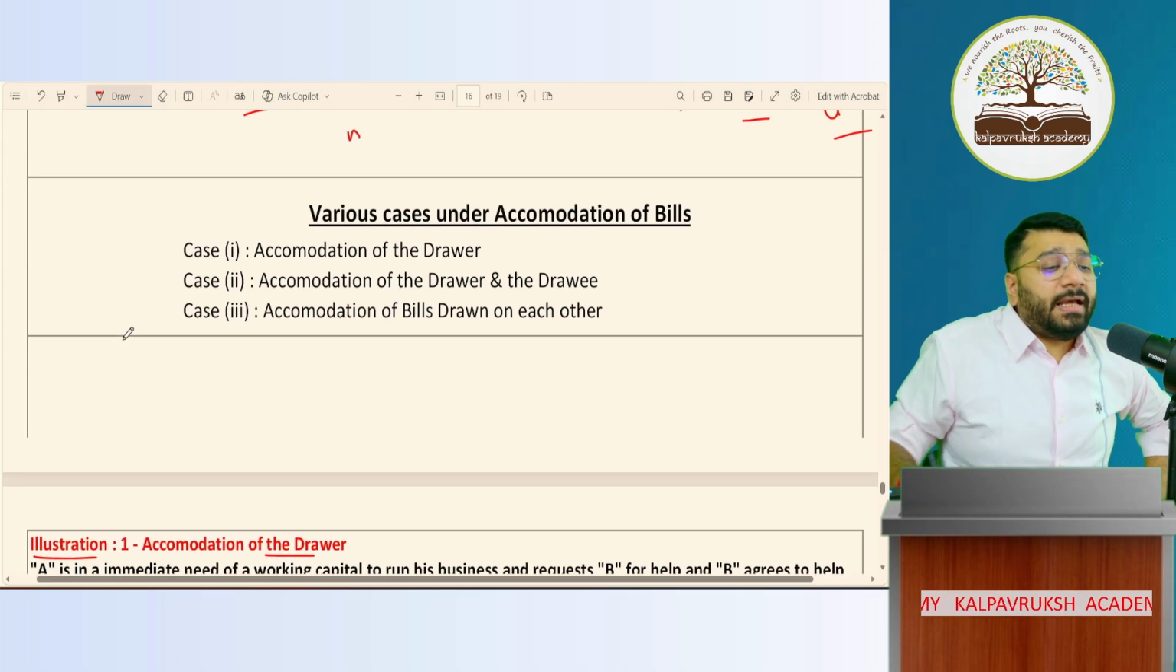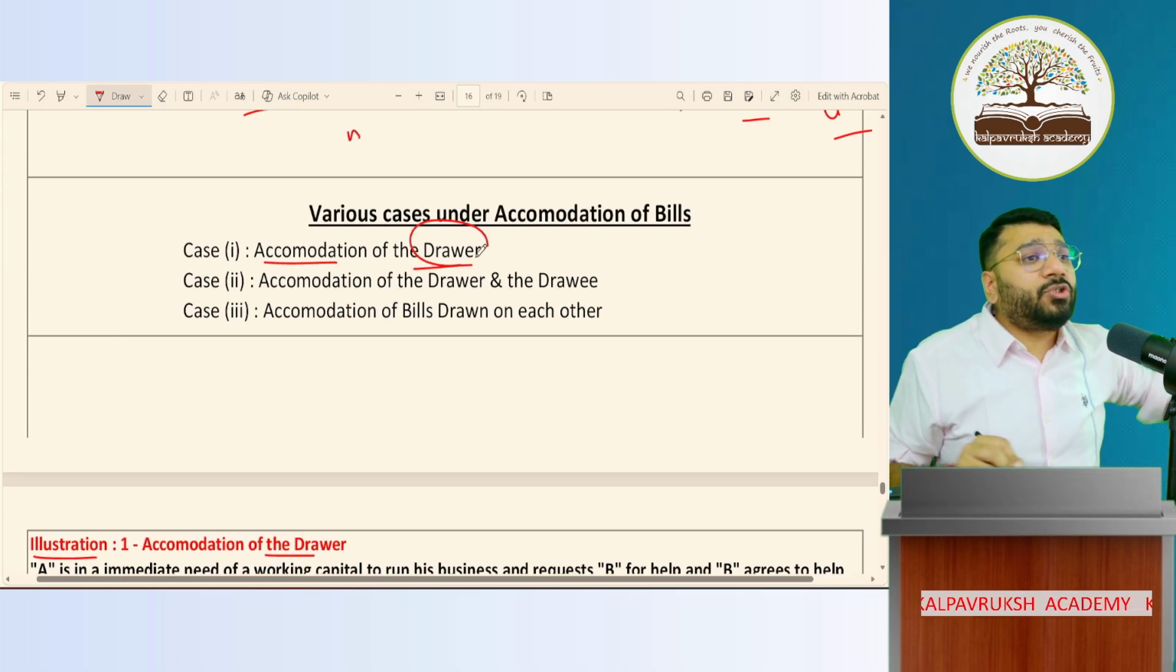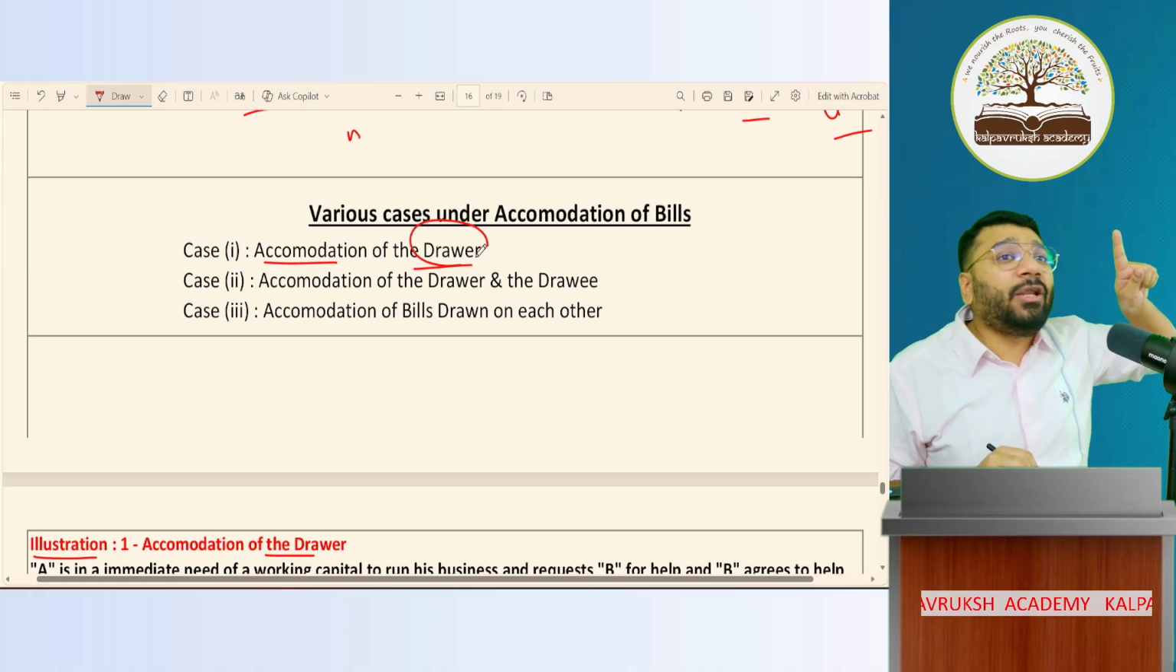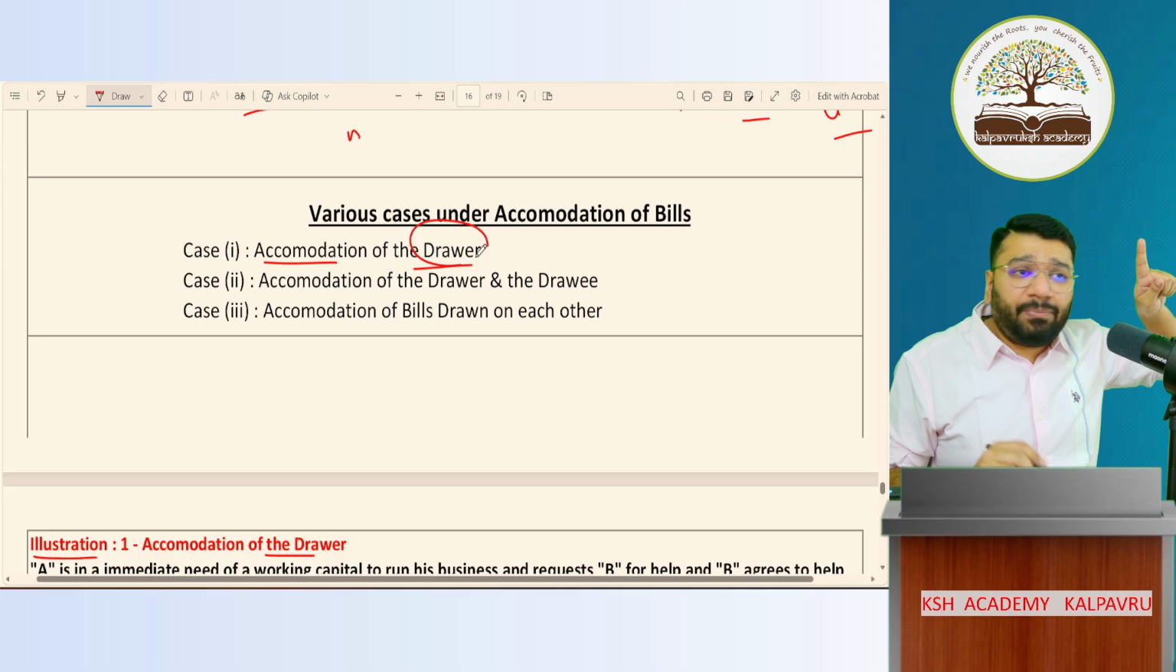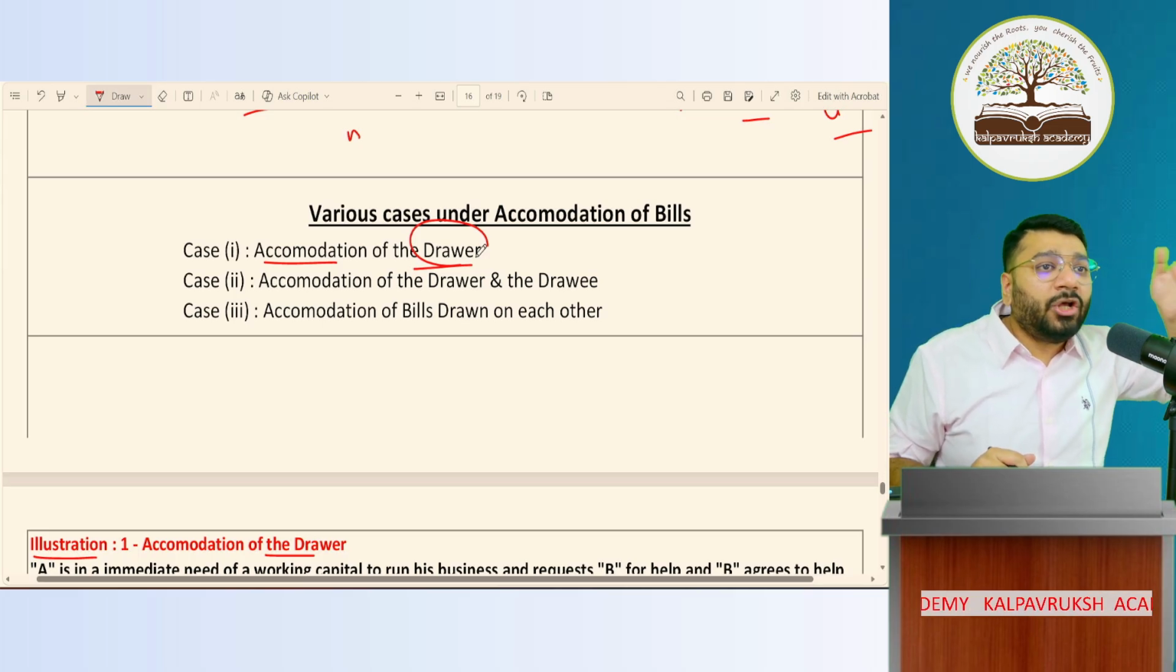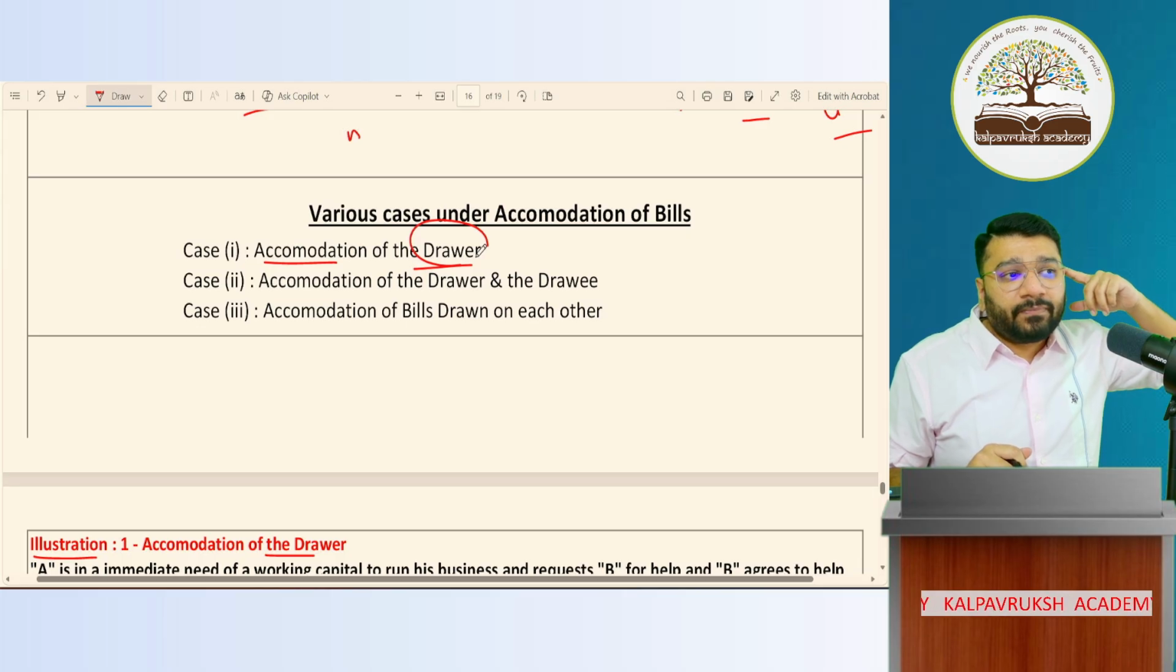This concept is called accommodation of drawer. Means only one party is in need of money, which is A in our example. B was just the helping party. Got it, not got it? So A is called what? The one who is in need of money is called the accommodated party. B is called the accommodating party.